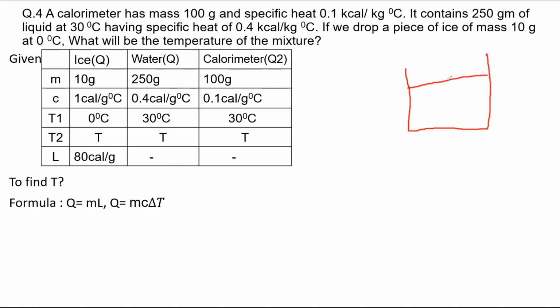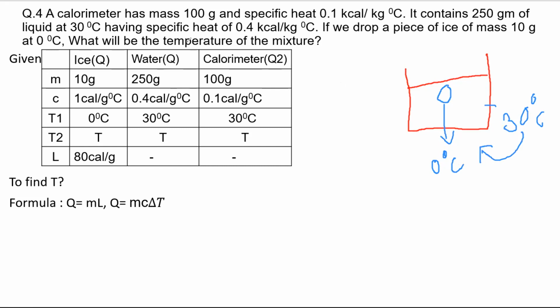When we drop a piece of ice in the liquid, we know ice temperature is 0 degrees Celsius and the liquid temperature is 30 degrees Celsius. So heat will flow from higher temperature to lower temperature. That means ice will absorb heat, and calorimeter and water temperature will decrease. When ice absorbs heat, it will get converted to water. Then water at 0 degrees Celsius will get converted to water at T degrees Celsius.